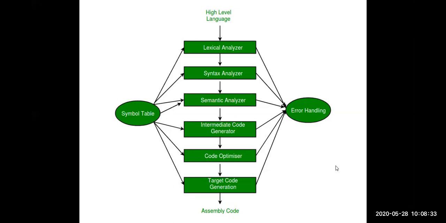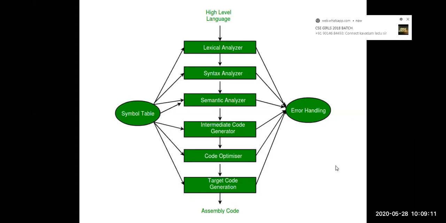When we observe here, there are 6 phases in total: lexical analysis, syntax analysis, semantic analysis. These first three are commonly called the analysis part. We will learn about them now briefly, then go in-depth in the future classes. Next, the second three phases are intermediate code generation, code optimization, and target code generation.